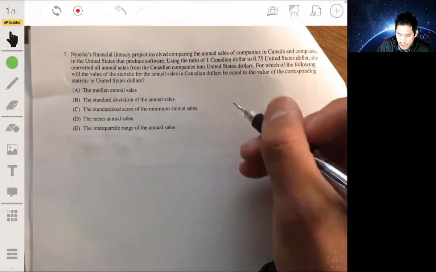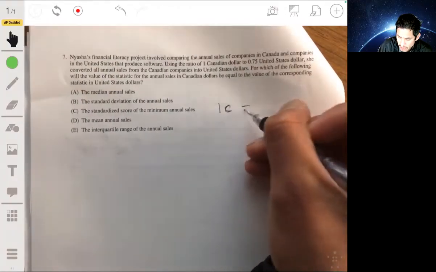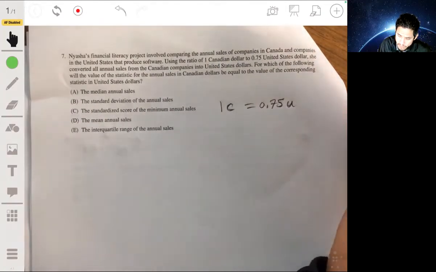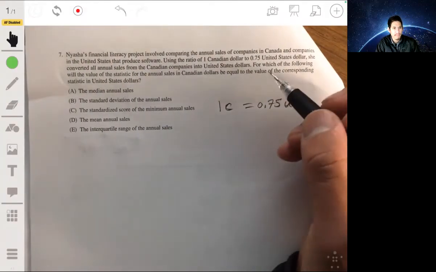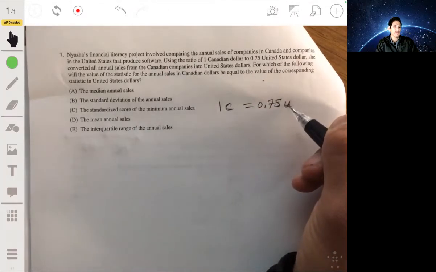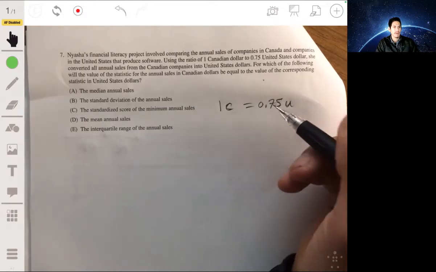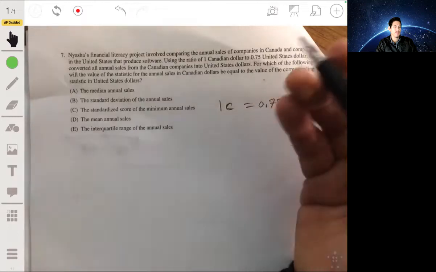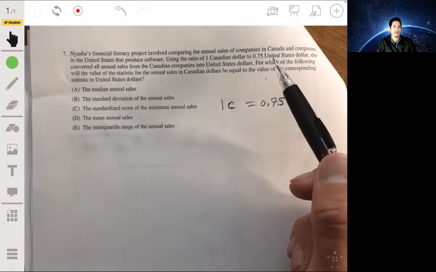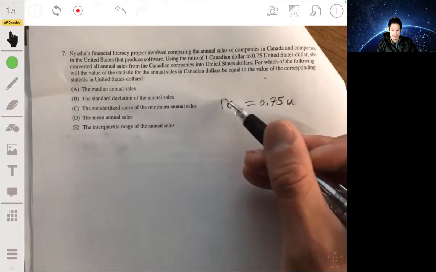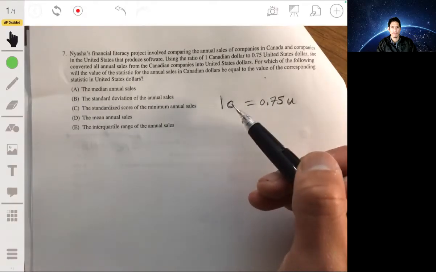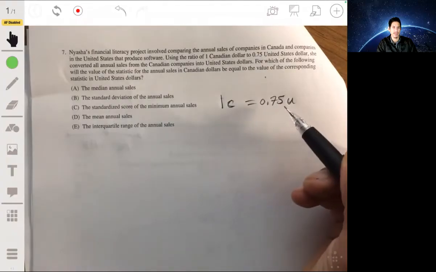Okay, so 1 Canadian dollar equals 0.75 United States dollar. If you know $1 Canadian is equal to 0.75 United States dollar, it wouldn't make sense for any of the true values of the distribution of Canadian dollars to be equal to any of the true values in the United States dollar. So it wouldn't be median. The medians would not be the same because again they're different. $1 Canadian is worth 0.75 US dollars.